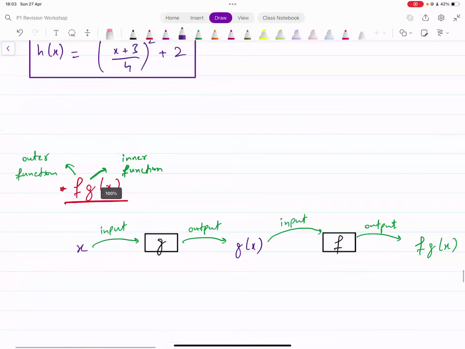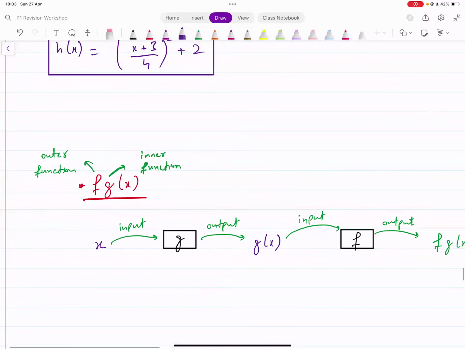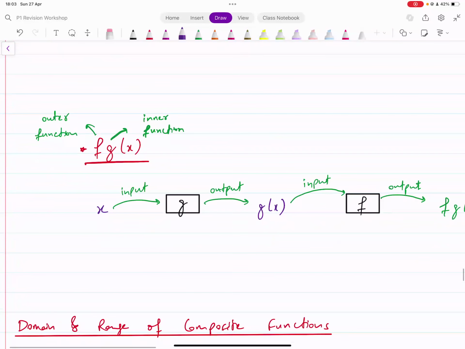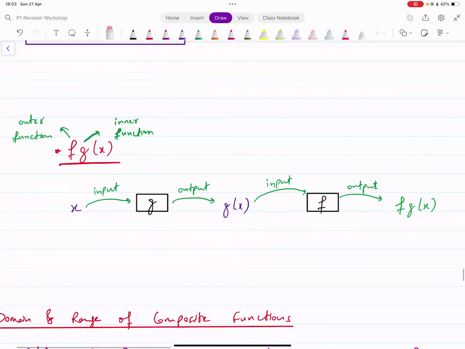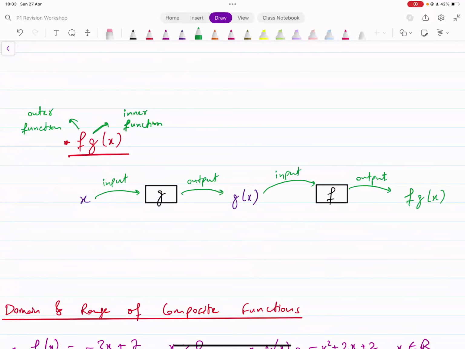Okay, now this is an important part of composite functions, and that is, if you have a function f g of x that looks like this, f g of x, how exactly does this function work? This function works like this.